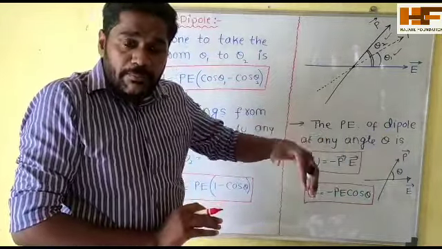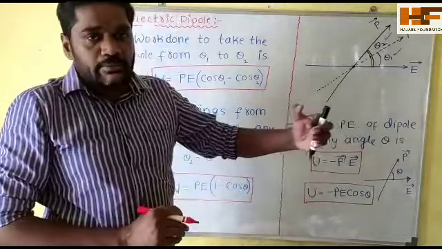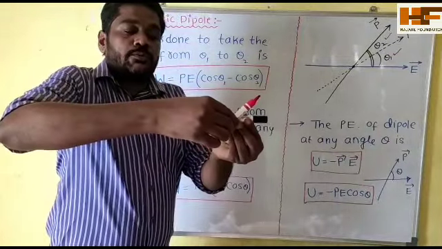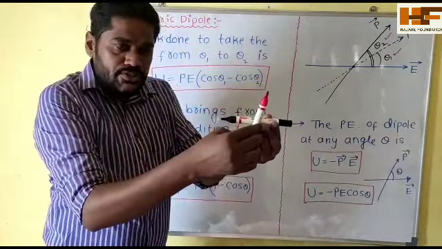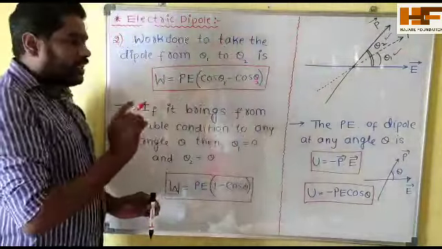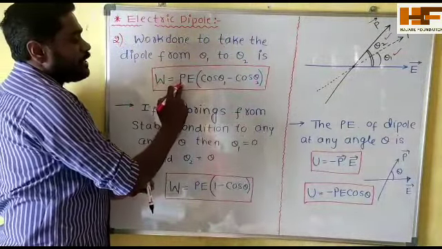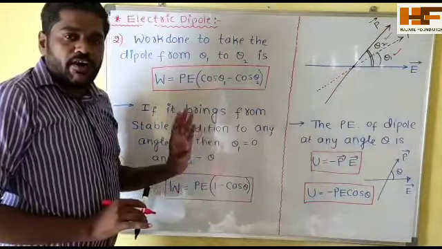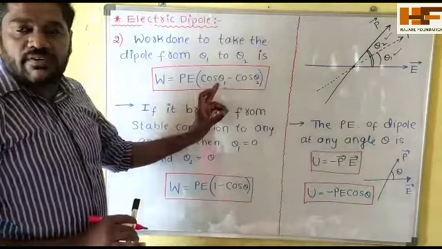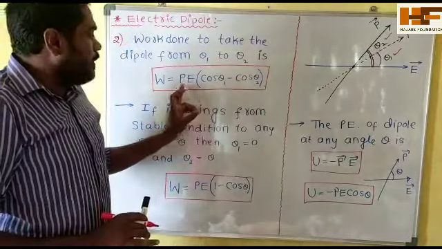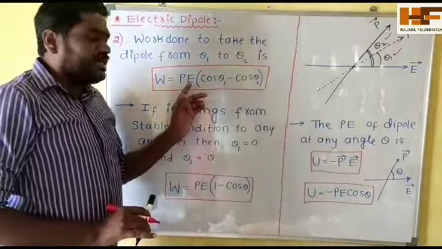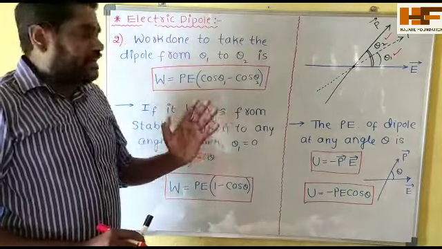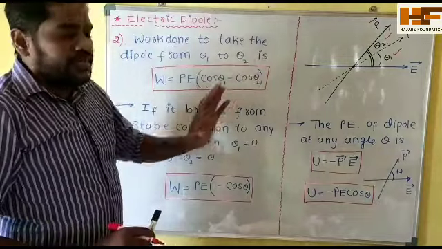So to stop him, we need to do some work because he is coming with some energy. Therefore, here also, when the dipole is like this, to bring it from theta 1 to theta 2 position, we need to do some work. That work done formula is W = PE (cos theta 1 minus cos theta 2). Simple formula. Here P is, as usual, the dipole moment, E is the electric field, and theta 1 and theta 2 are the two angles, as I have given in that concept.